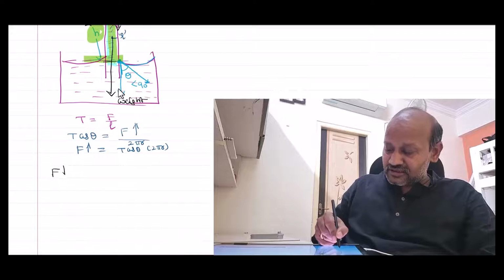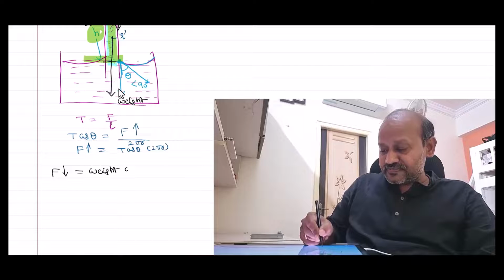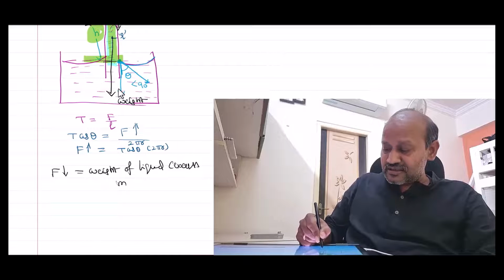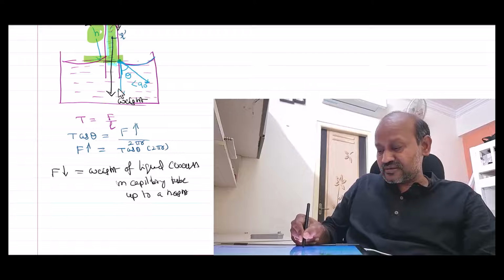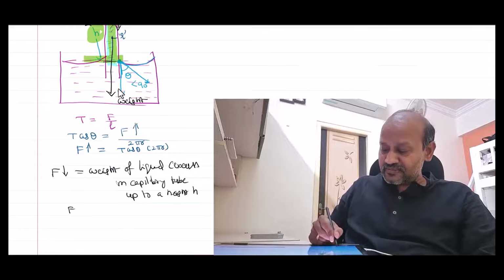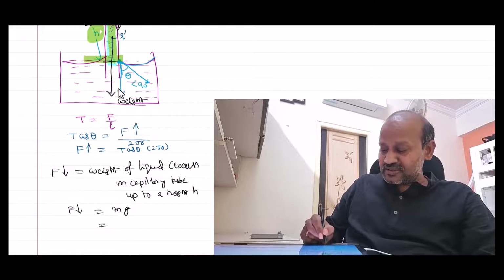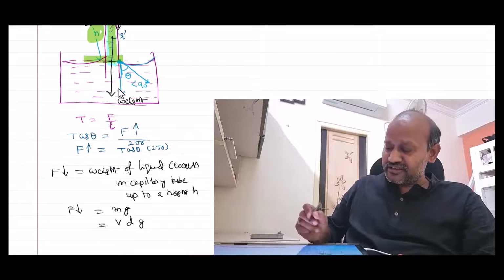Force acting in the downward direction is the weight of liquid that has raised excess in the capillary tube up to a height h. So force downward is, assuming its mass is m, mg. Mass can be written as volume into density. Let me call density d for representation.